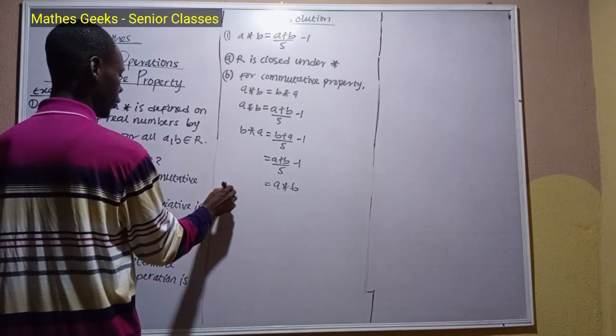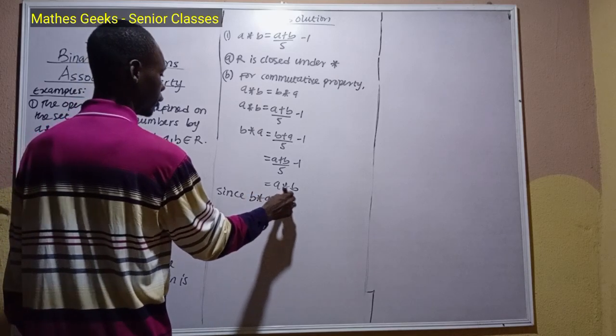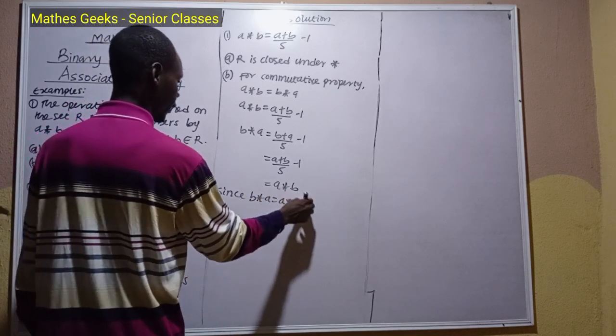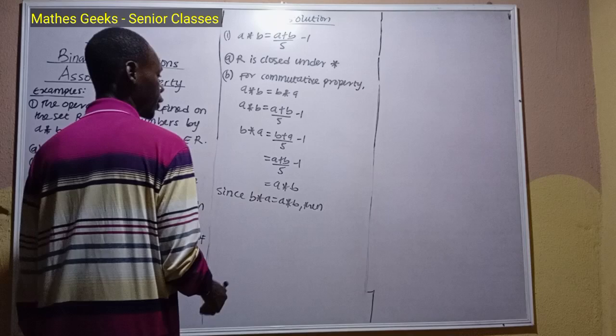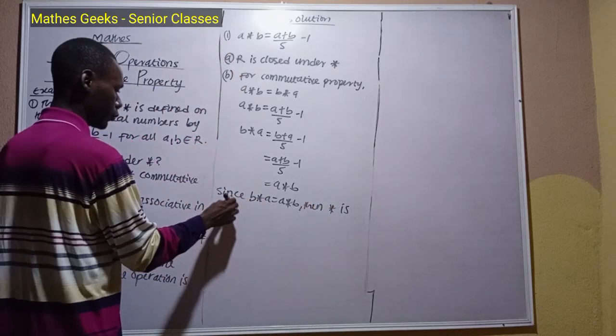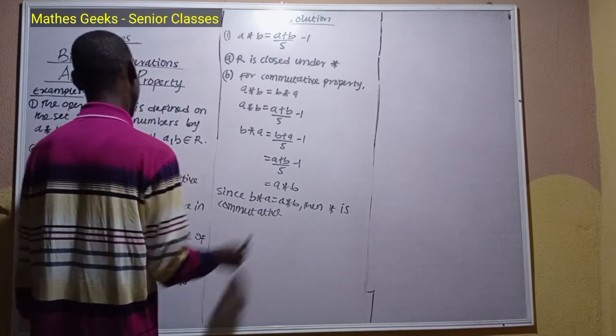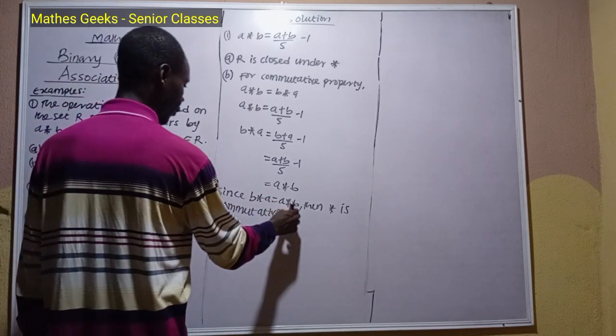So this is equal to A star B. Therefore, since B star A is equal to A star B, star is commutative in R.